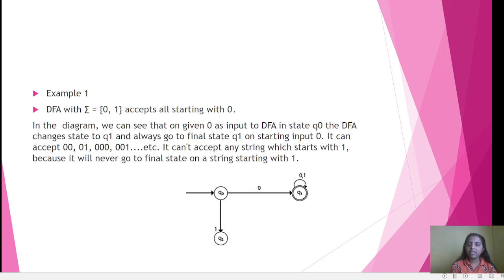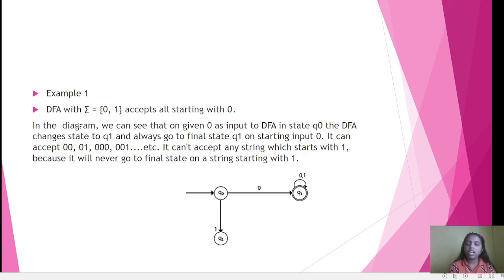Let me look over the examples. Let me look over two examples, 1 and 2. The first example is a DFA over the symbols zeros and ones that accepts all strings starting with 0. The string needs to start with 0 to be accepted. If it starts with 1, it will go to the trap state.